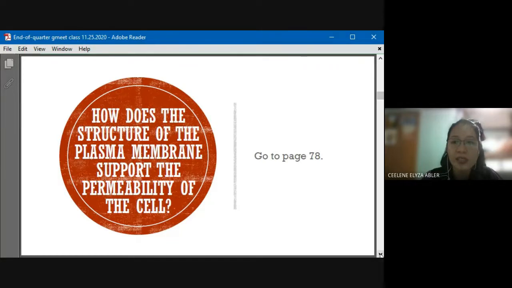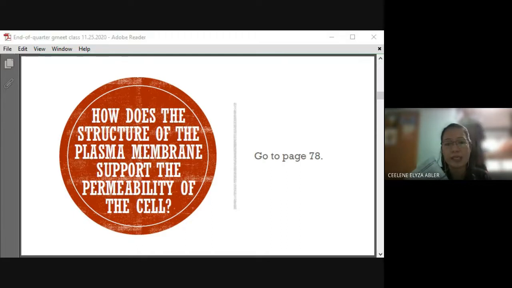If you have your textbook, go to page 78. Okay, I have my textbook here too, so we'll just read them together. Okay, we have here page 78, where you have the structure and components of the plasma membrane.